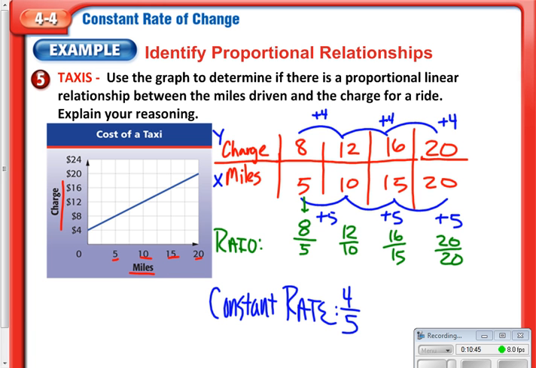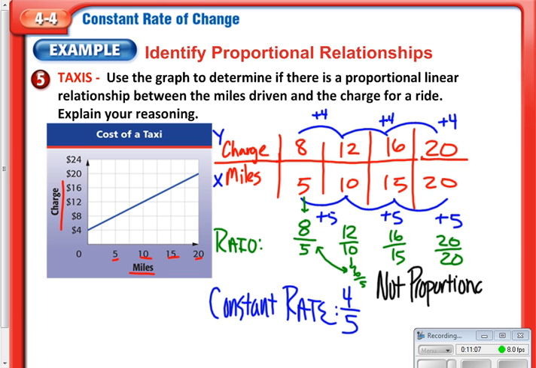Well, 8/5 is reduced. This next group is not reduced. We can reduce that. A 2 can go into both. That would give me 6/5. And notice, I can go ahead and stop here. These ratios are not the same. If the ratios are not the same, this is not proportional.